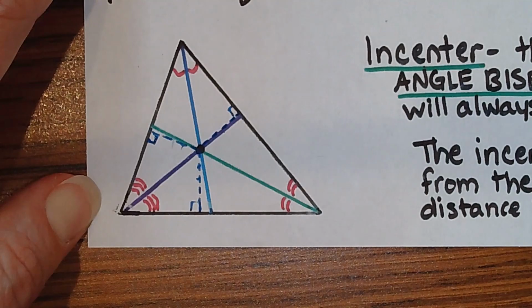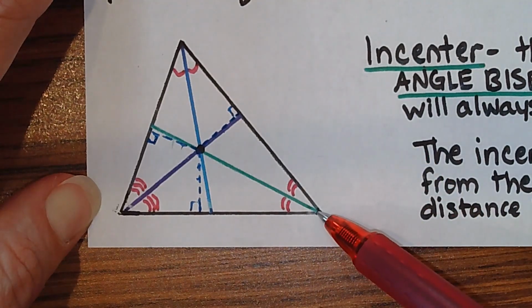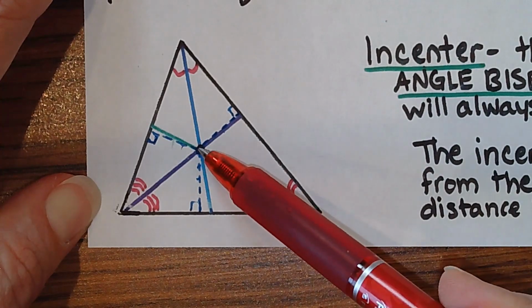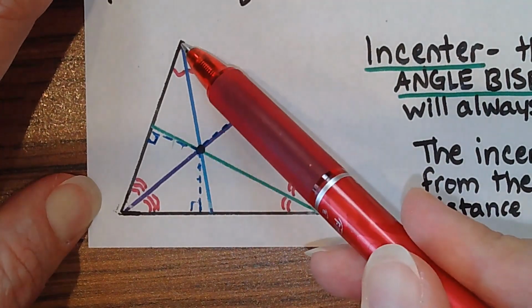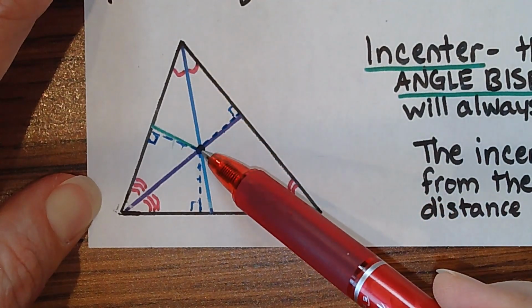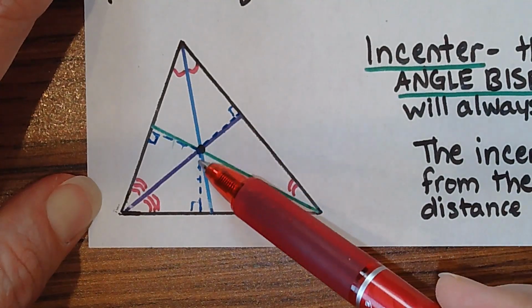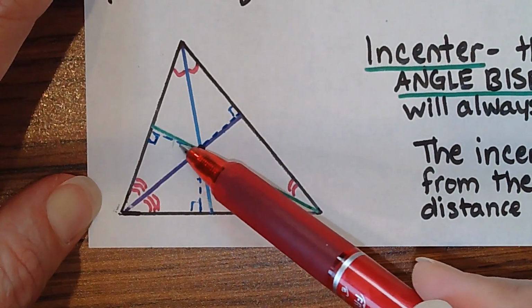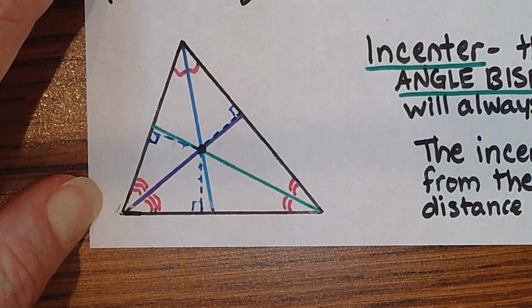All right. When you see this in your book, it will most likely draw the angle bisector up to the in-center, and then it will stop right here at the in-center. Okay, and then your book will show these dotted lines to show the perpendicular distance from the in-center to the sides of your triangle. So when you're going through the homework, that's what you're going to see.